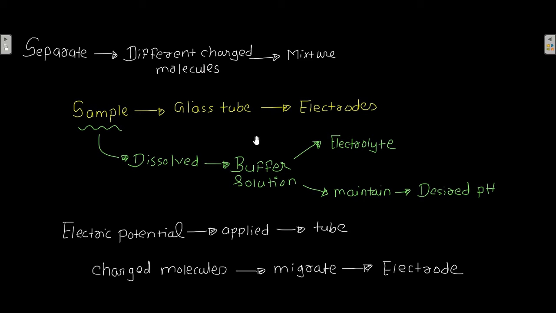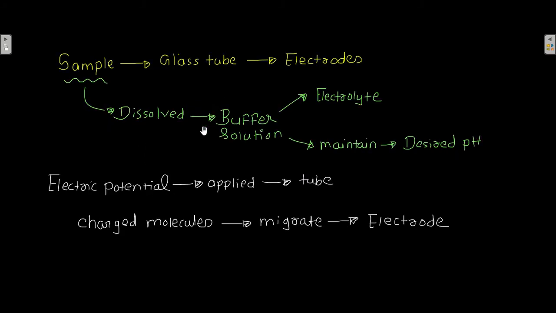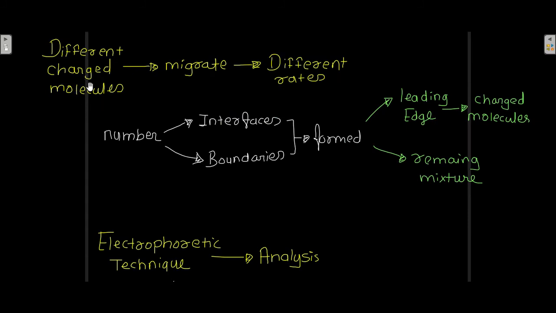So in this system, the electric potential is applied across the tube, and because of this electric potential, obviously the charged molecules will migrate toward the electrode. Different charged molecules will migrate at different rates. Because of this, a number of interfaces and boundaries are formed between the leading edge of charged molecules and the remaining mixture.